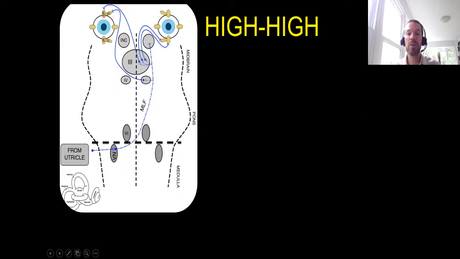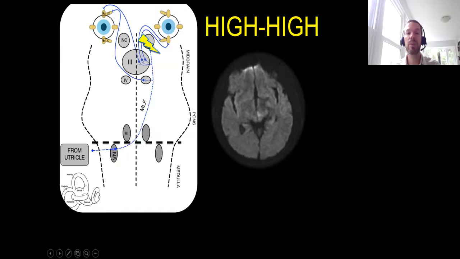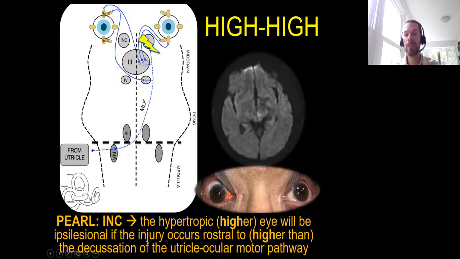Here's another example of the high-high rule. This is a patient with a stroke involving the interstitial nucleus of Cajal. This is sort of one of the final resting places, if you will, for the utricle-oculomotor pathways. And likewise, this patient with a left INC lesion had a big left hypertropia. The left eye was higher. The head tilt was to the right.